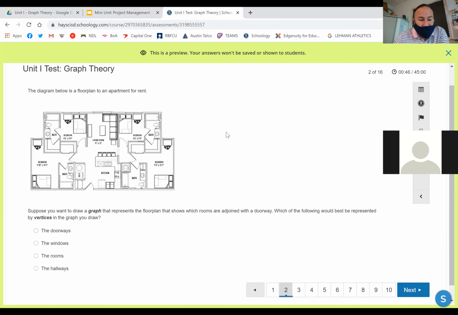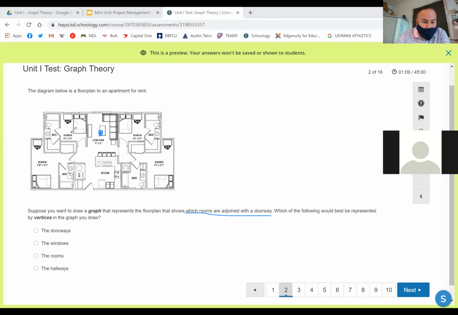Next question. Suppose that you want to draw a graph for this floor plan or this apartment or a house, whatever this is. I didn't go over anything like this. You're supposed to use what you guys know about graphs, and it specifically says which rooms are adjoined with the doorway. So which of the following would best represent the vertices in the graph?